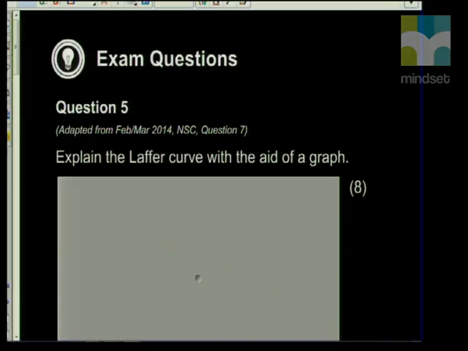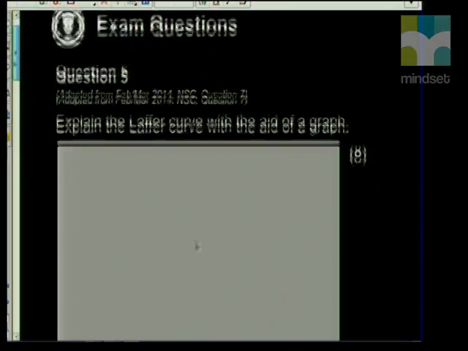Okay, we go to the next question. The next question says, explain the Laffer curve with the aid of a graph. You see, this issue about the Laffer curve, people make it very difficult, and it's actually quite simple. This is just a graph which shows us the relationship between tax, in fact tax rate, and the revenue that must be received by the state.